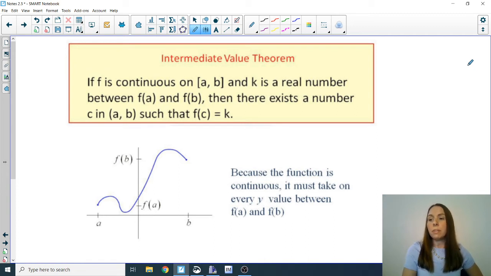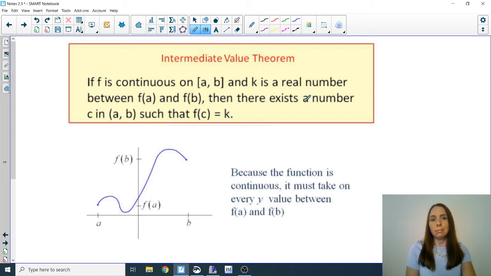It is saying that if you have a continuous function over an interval, and you have a y-coordinate somewhere in between the y-coordinates of the endpoints. That's what k is a real number between f of a and f of b means. It means k is a y-coordinate somewhere in between the function values of the endpoints. If you have that set of conditions, then there exists a number c in the open interval AB. So c is an x-coordinate because it's in between the x-coordinates of the endpoints. Then f of c equals k.